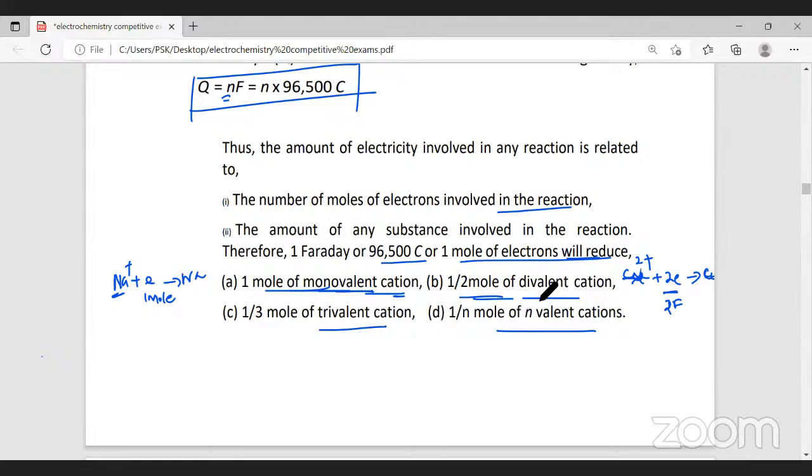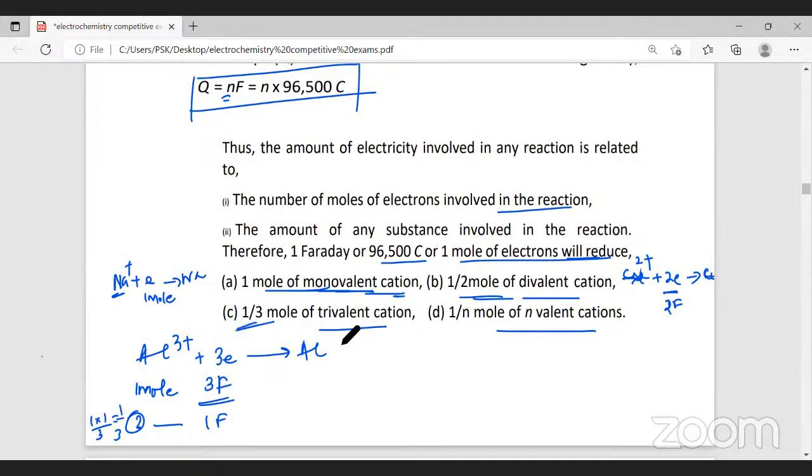All right. If you take aluminium, Al3 plus, this requires 3 moles of electrons. 1 mole of aluminium ion requires 3 moles of electrons. That means 3 Faraday current. So if we pass only 1 Faraday current, how much of aluminium will be reduced? It will be 1 into 1 divided by 3. That is nothing but 1 by 3 mole of trivalent ion. That's what it means. So 1 Faraday current will reduce 1 by 3 mole of the trivalent cation.